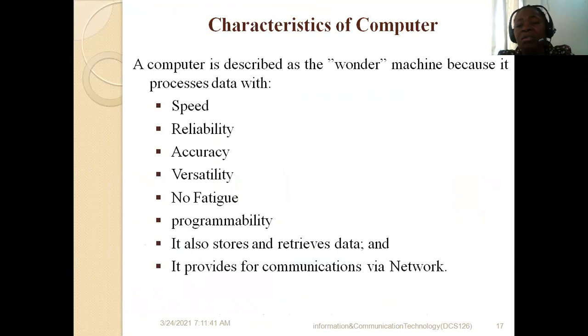Now here we look at characteristics of a computer. A computer is described as the wonder machine. Why? Because it processes data with speed, as I said earlier, reliability, the results must be reliable, accurate, versatile. The computer possesses versatility, and this comes from the programs, the software, different software that runs on the hardware to do different things. The computer doesn't suffer from fatigue. It's not like human beings that get tired. It's programmable, programmability. You can tell the computer what to do, you can program it to do one thing or the other. That's programmability. It also stores and retrieves data and provides communication via network.